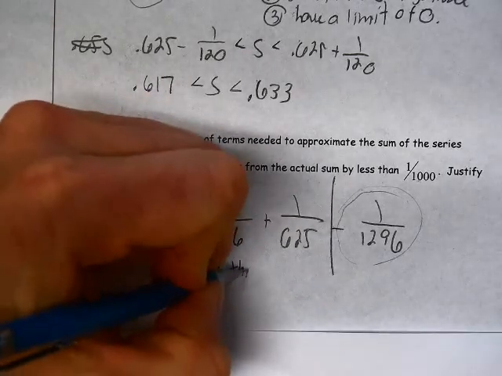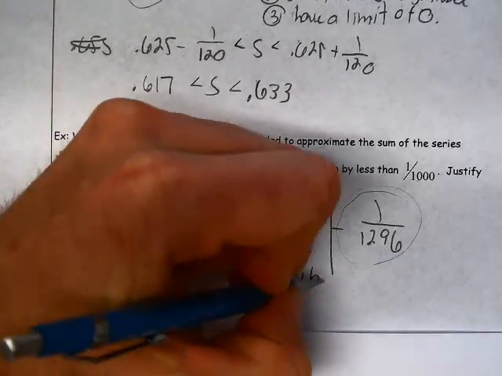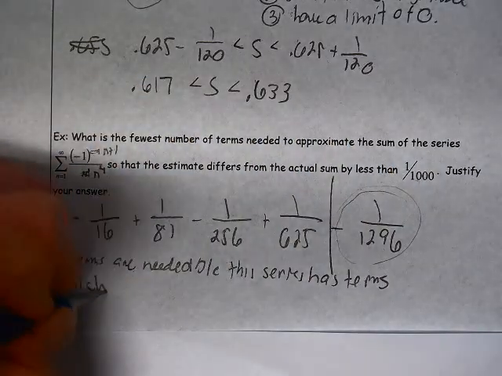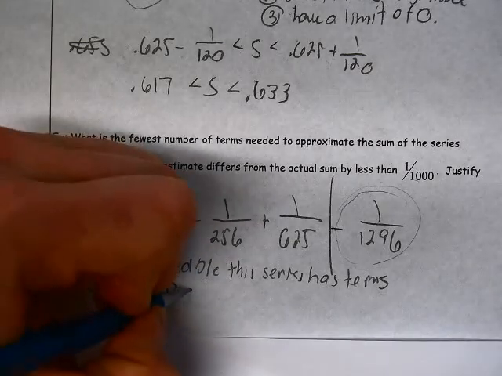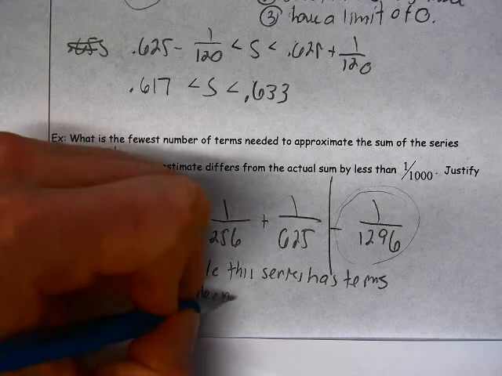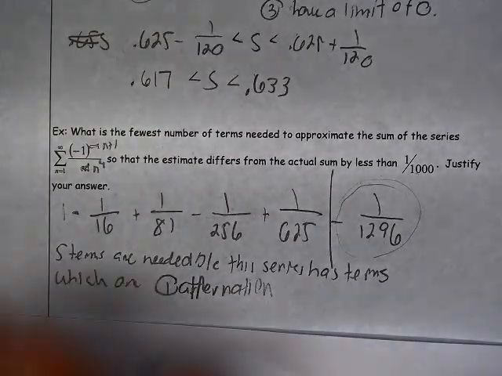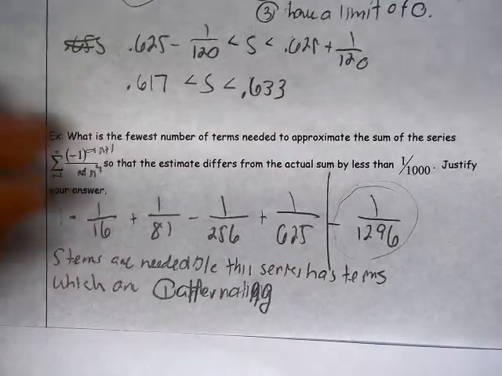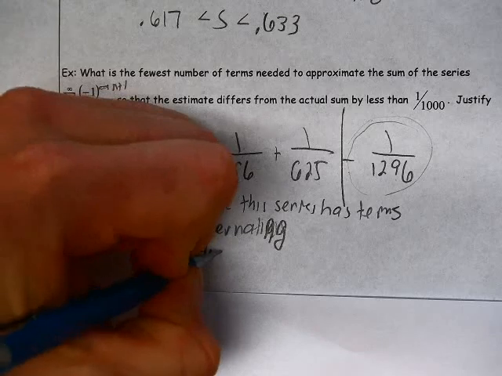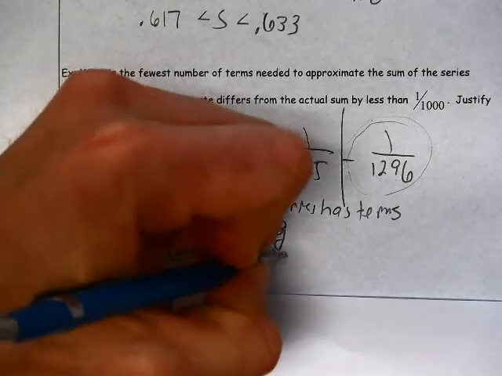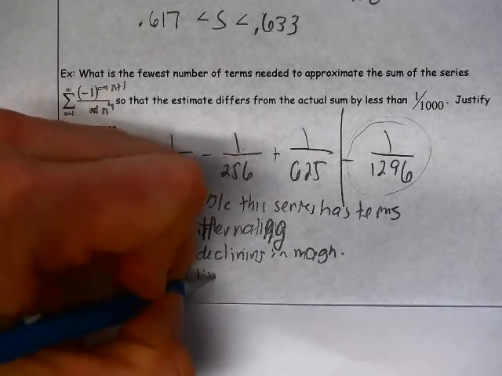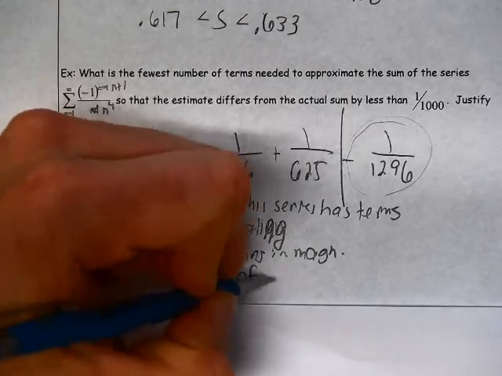Because this series has terms which are 1, alternating, 2, they're declining in magnitude, and 3, they have a limit of 0.